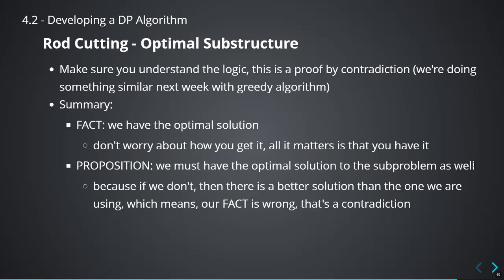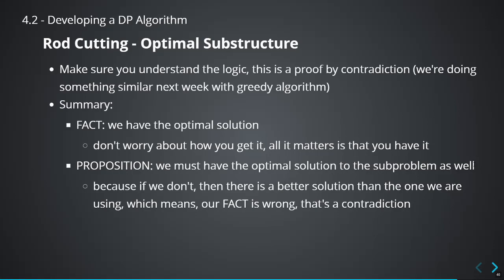And because we're going to do something similar next week with the greedy algorithm, we're going to use this proof by contradiction again. Okay, let me repeat that fact. We assume that we have the optimal solution. Don't worry about how you got it. It doesn't matter. All that matters is you have the optimal solution for the whole problem.